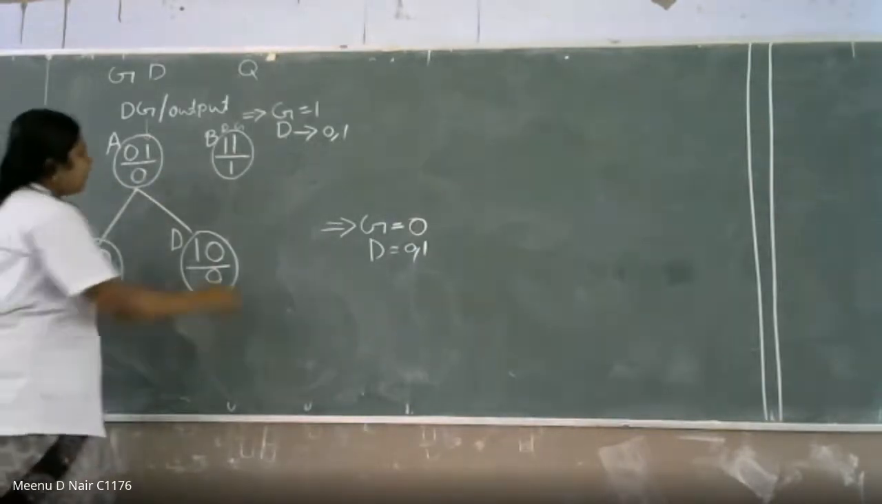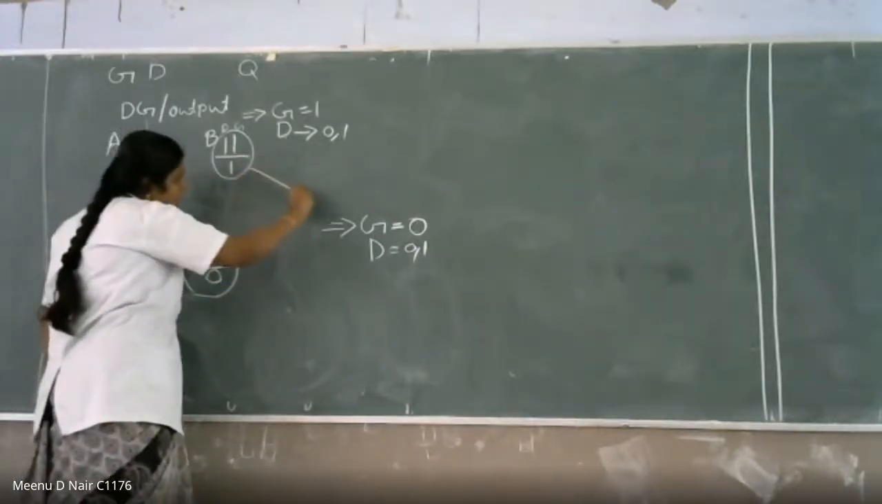Then what is the next one? 1, 1. So 1, 1 here also we are putting like this.